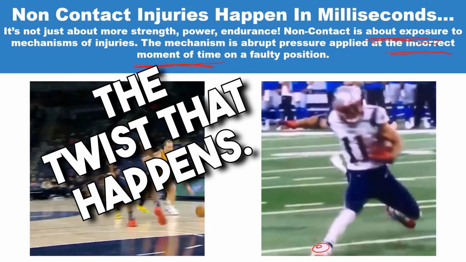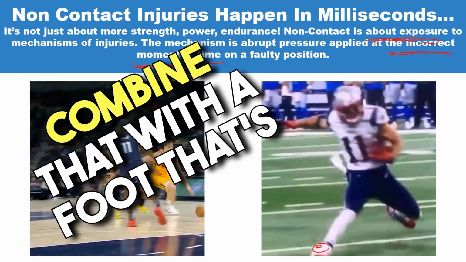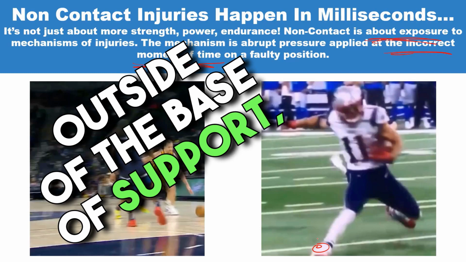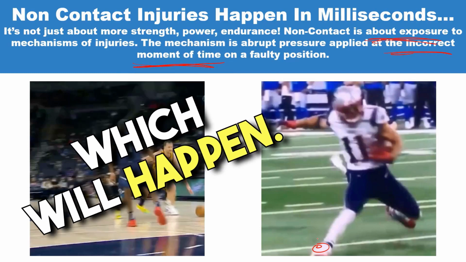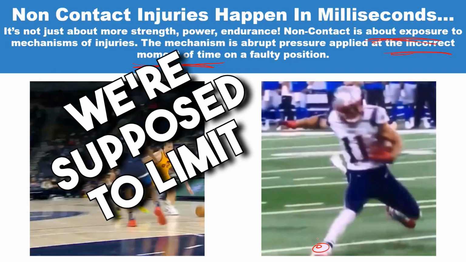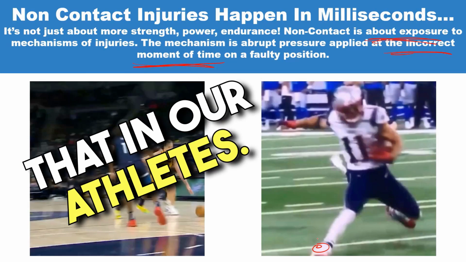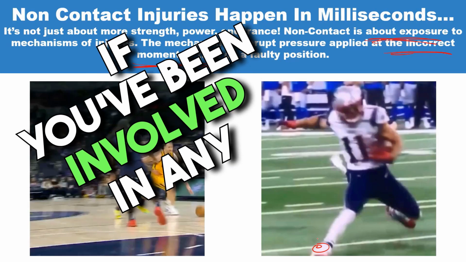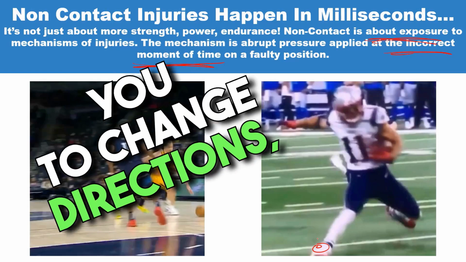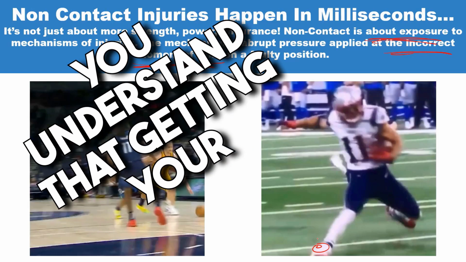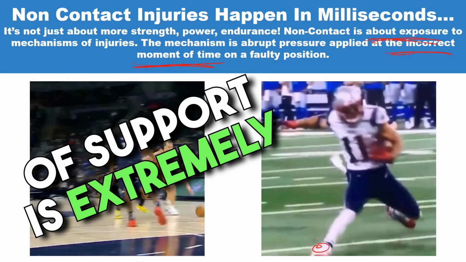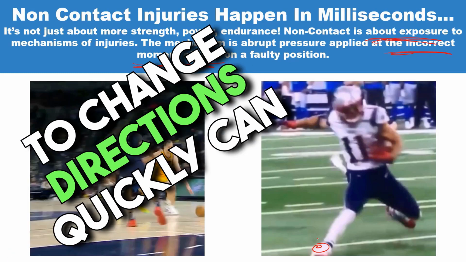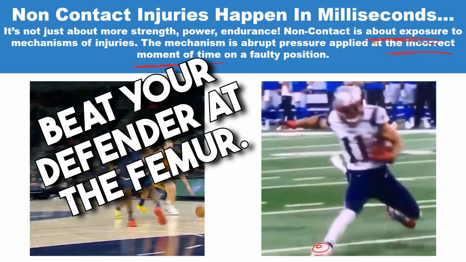the twist that happens. Combine that with a foot that's outside of the base of support, which will happen. There's a thought out there that we're supposed to limit that in our athletes. If you've been involved in any sort of athletic that requires you to change directions, you understand that getting your foot outside of your base of support is extremely advantageous to change directions quickly and beat your defender.